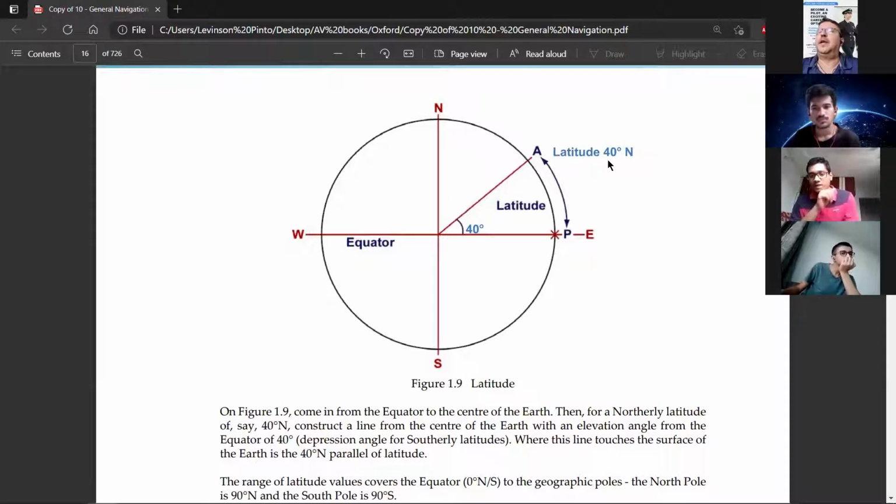So you are looking at the Earth sideways from space, the North Pole is at the top of the diagram. The angular distance between where the meridian of A crosses the equator point and point A is 40 degrees, and the latitude of point A is 40 north. Okay, it can also be said that A lies on the parallel of latitude of 40 north.